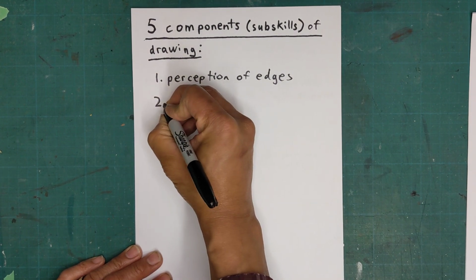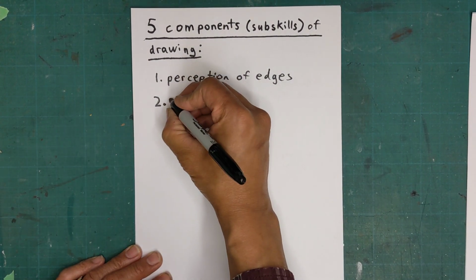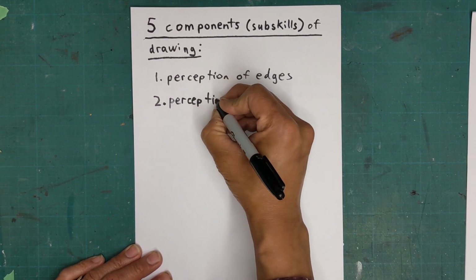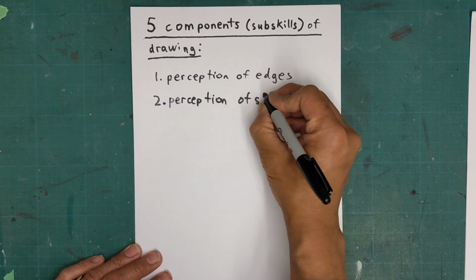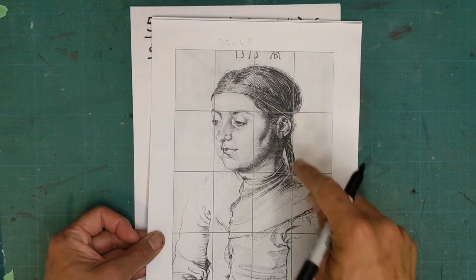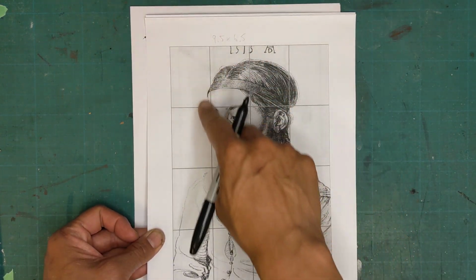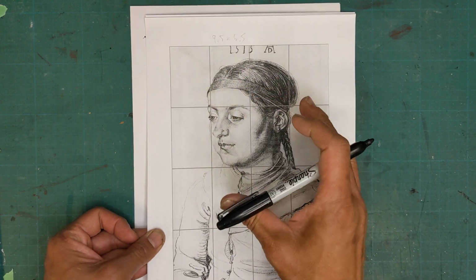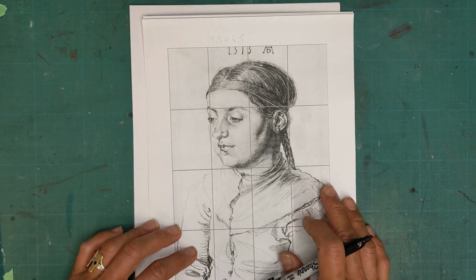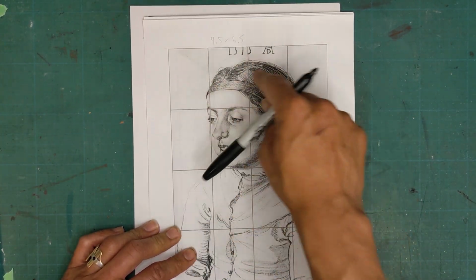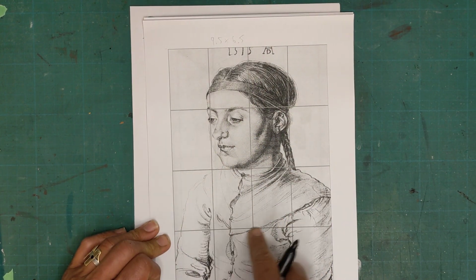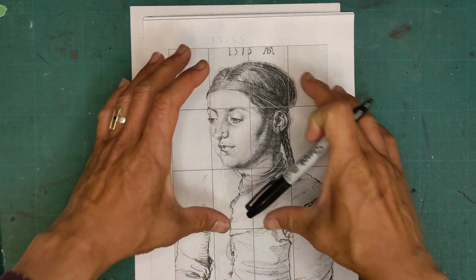Number 2. My Sharpie is dying. Perception of shapes. So what is this entire shape, and how can we break it down into a more simplified shape, for lack of a better word? This form, how do you simplify it? How do you simplify this form, right? And to break them down.